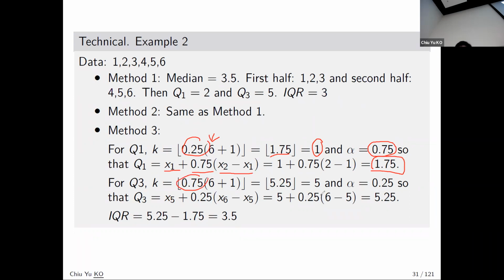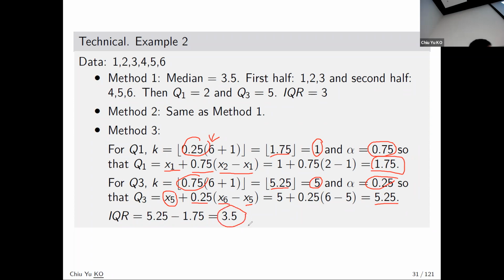And it's 5.25. Get the integer, get the decimal places. Get the integer 5, so x5, and 0.75 of the next guy minus itself, gives you 5.75. And in that case, the IQR is 3.5.